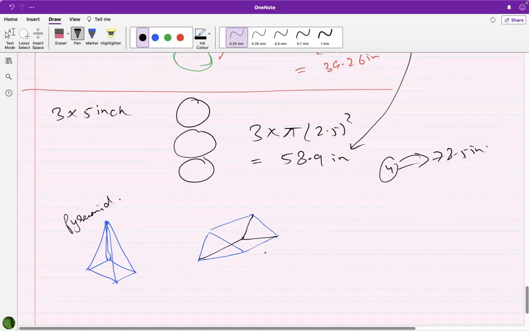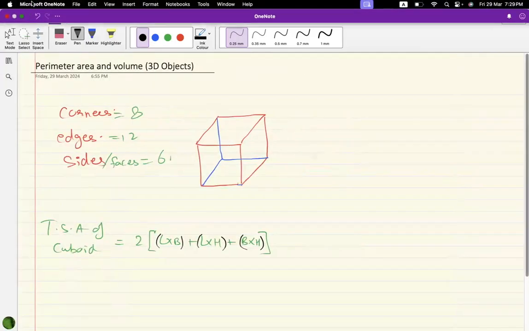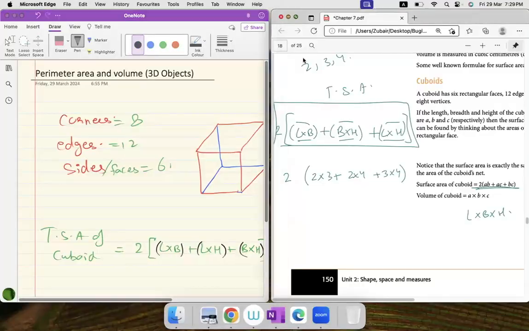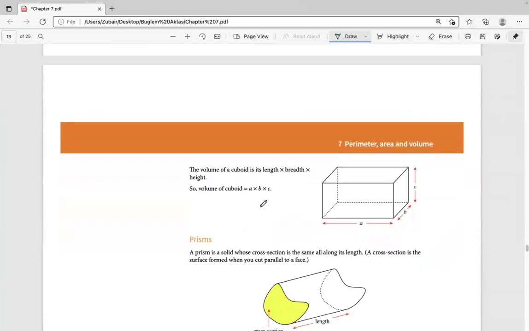This is pyramid, that is prism. The volume is cross-sectional area into height. We can take any cross-section, this cross-section into this height, or we can take this cross-section into this height.